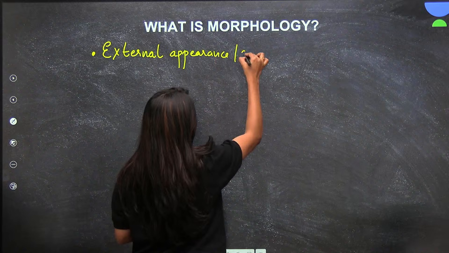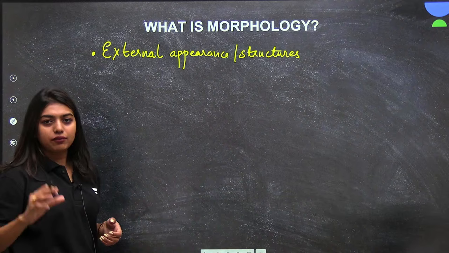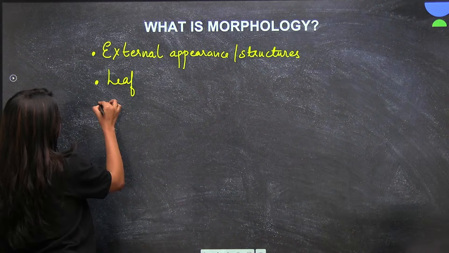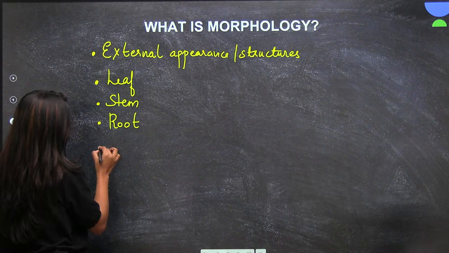Now, tell me, what are the things that you see in a plant? You don't know the anatomy, you're not a botany or zoology student, but just looking at a plant, you know these are the parts of the plant. What do we see? We see the leaf, we see the stem. These are the things that we are going to study in this chapter. Root, and then you see all the whorls. So, I'll just write all the whorls.